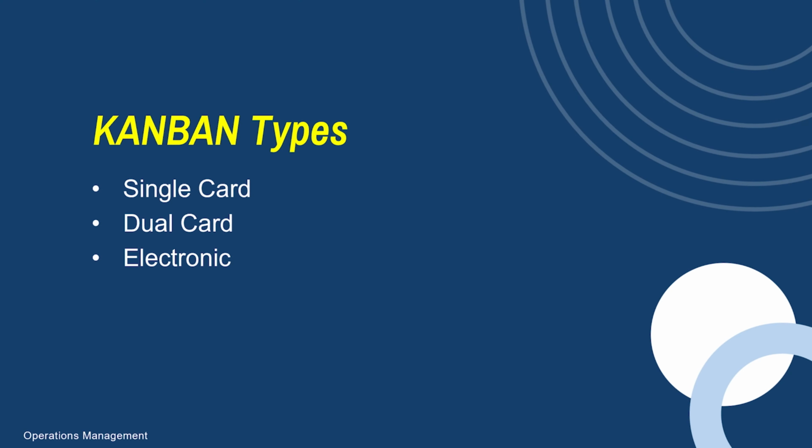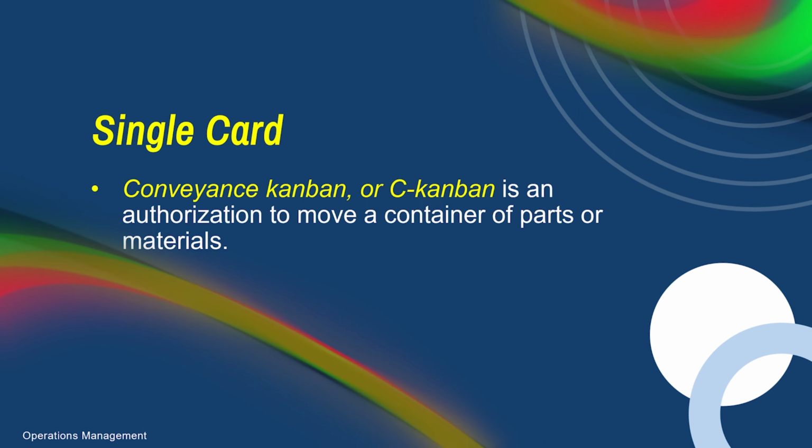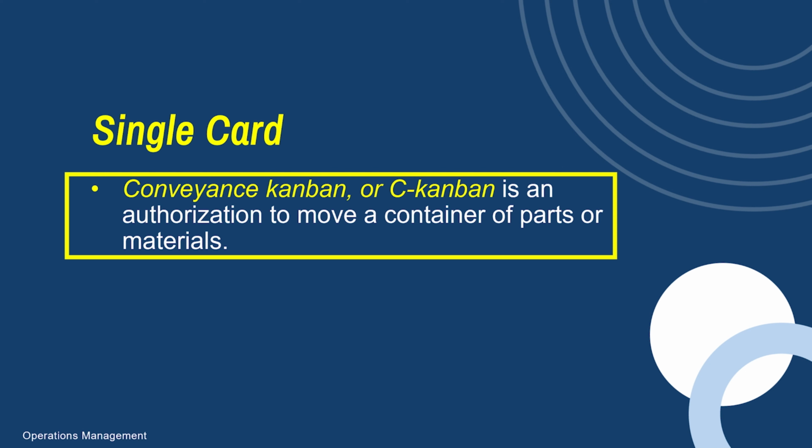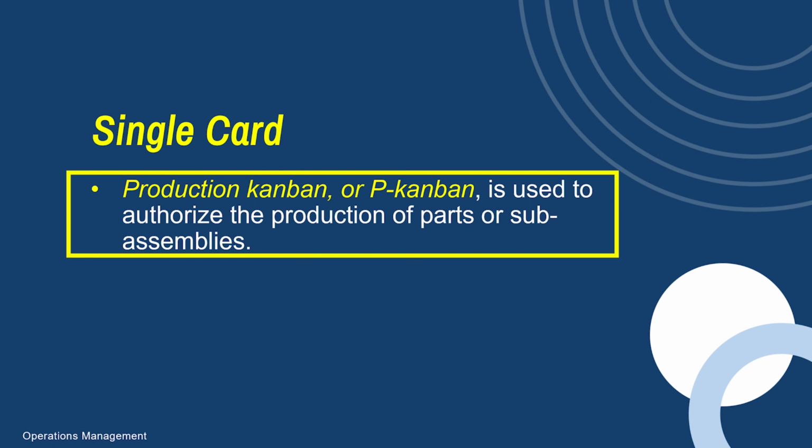So in a general sense, we have a few types of Kanbans I like to discuss. Single card Kanban and a dual card Kanban. When it comes to a single card Kanban, we have two types. We have what we call conveyance Kanban or C Kanban, and it's simply the authorization to move a container of parts or material. Without it, nothing should be moved. And then we have production or P Kanban, production Kanban. And this is just the authorization to produce sub-assemblies. And without it, nothing should be produced, right?